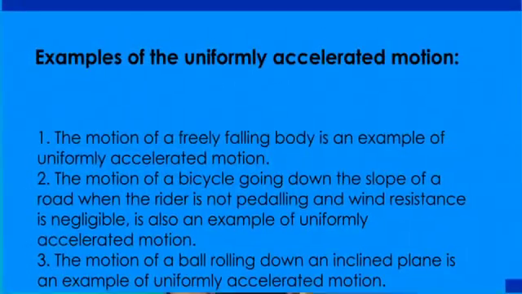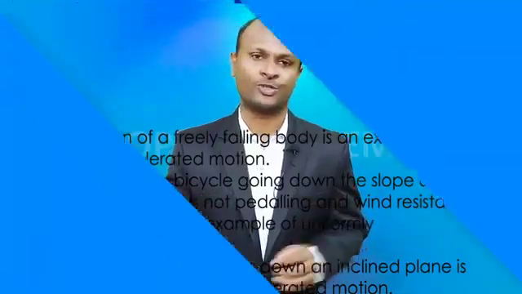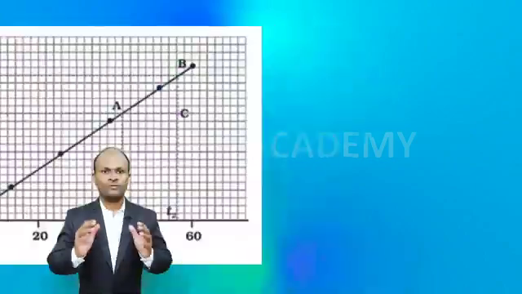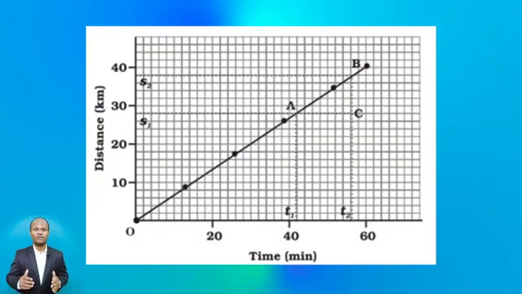Let's consider some examples of uniformly accelerated motion. The motion of a freely falling body is an example of uniformly accelerated motion. Also, the motion of a bicycle going down the slope of a road when the rider is not pedaling and the wind resistance is negligible is an example of uniformly accelerated motion. The motion of a ball rolling down an inclined plane is also an example. The velocity-time graph of a body having a uniformly accelerated motion is shown. From the graph, you can see that it is a straight line.